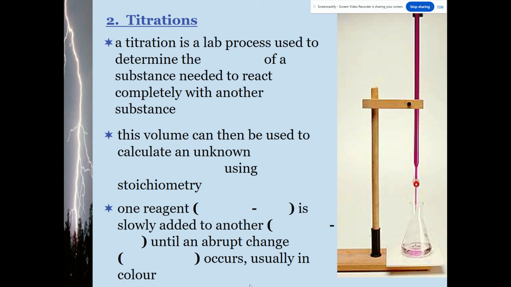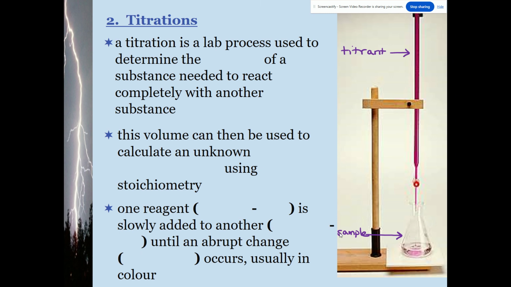We have a burette, which is right here. The burette holds the solution that we call the titrant, and we have an Erlenmeyer flask that holds the other solution that we call the sample. Okay? Now, what is the purpose of a titration? The purpose of a titration is to find the concentration of an unknown solution.